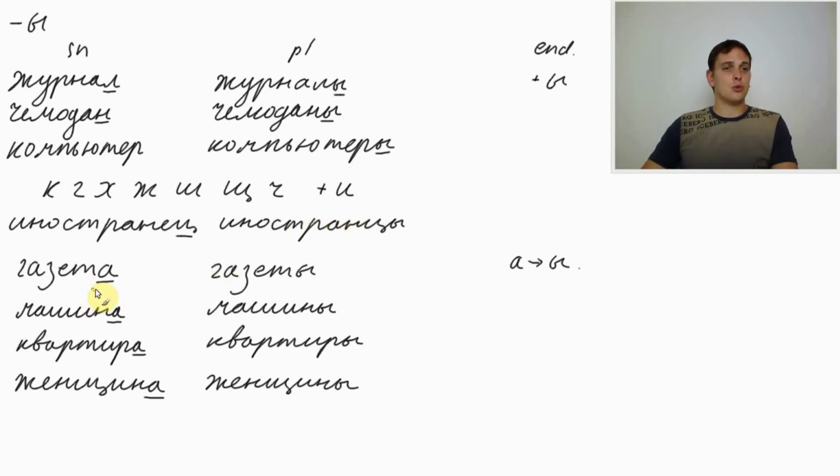Газета is newspaper. Plural of газета – газеты. Машина – car. Машины – cars. Квартира – apartment. Квартиры – apartments. Женщина is woman. Женщины is women.